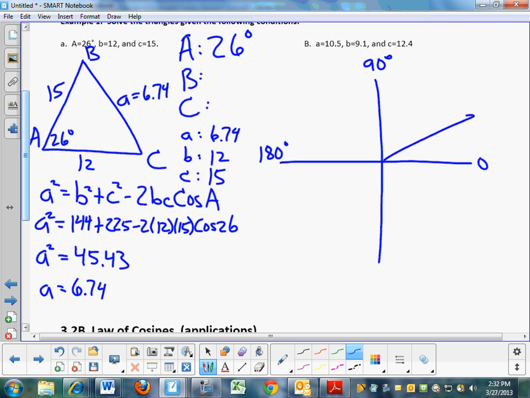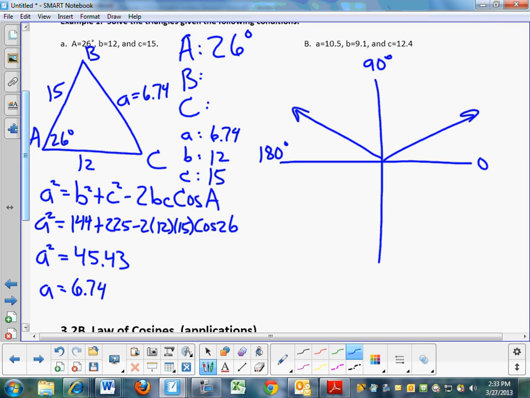26 degrees. That's about right there, right? All right. Is cosine positive or negative in the first quadrant? Positive. So you can see as you're operating this, it takes 144 plus 225, whatever that result is, and it subtracts off some positive result to get a lower number. Let's say that it was 126. Is cosine positive or negative in the second quadrant? Negative, so it will subtract off a negative result, so it will add on an additional amount to create a larger side because you have a larger angle. Okay, does that kind of connect?